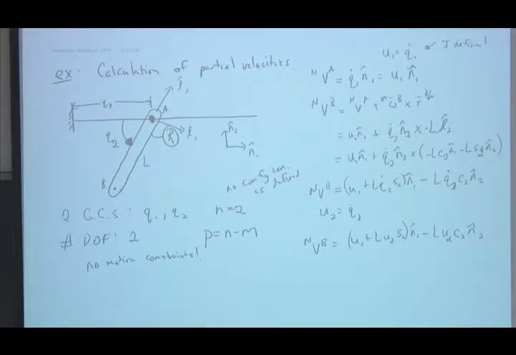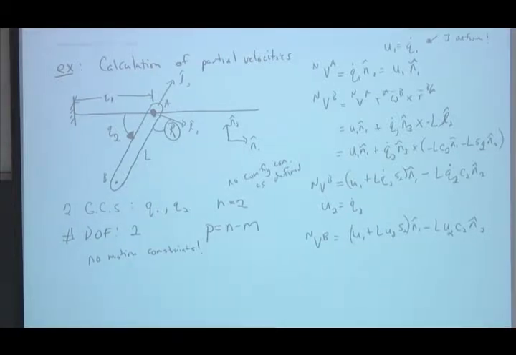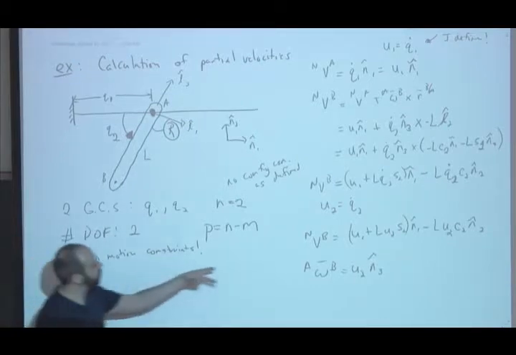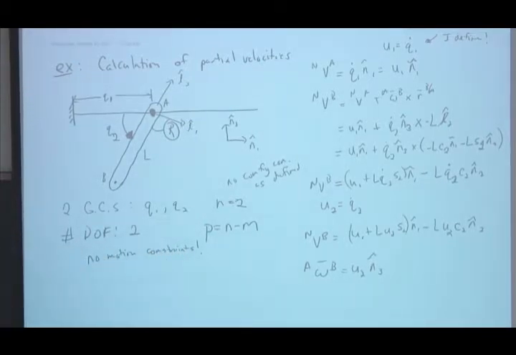So that is key. We can also write this angular velocity in terms of that U2. And now we have two linear velocities and one angular velocity expressed in terms of only the generalized speeds and the coordinates. There are no time derivatives of the coordinates in the expressions. Okay, so that's critical. We want to eliminate all qi dot from the velocities.